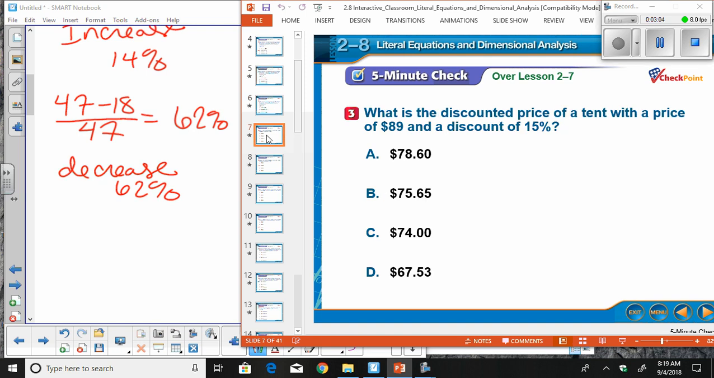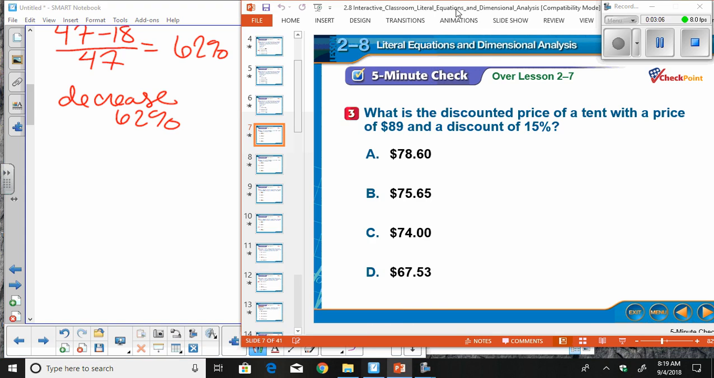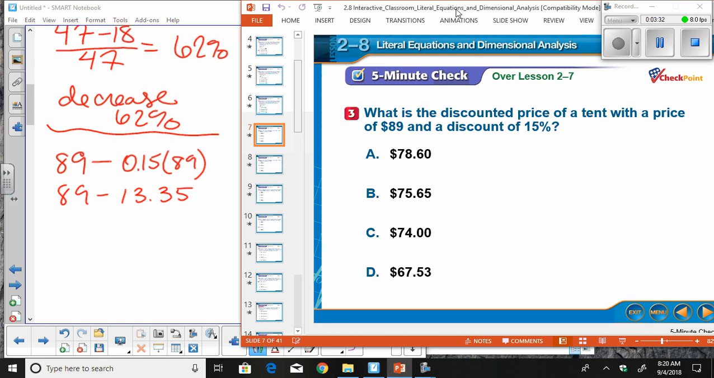What is the discounted price of a tent with a price of $89 and a discount of 15%? It's a discount, so I'm going to subtract. The easiest way to find 15% is to change that into a decimal and multiply times the original. So that is 13.35. That is $75.65, the new price.